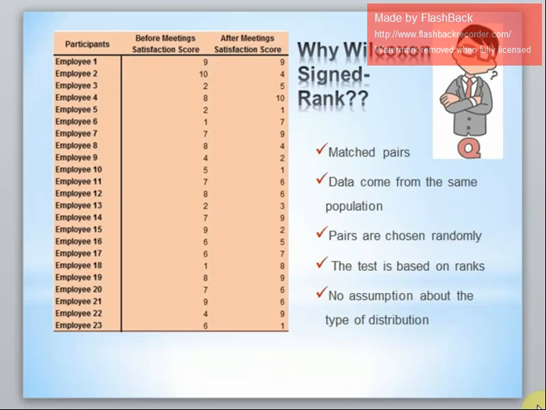So we choose to use the Wilcoxon sign rank test. Why? Because we have matched pairs. Data comes from the same population. Pairs are chosen randomly. The test is based on ranks and makes no assumption about the type of distribution. So we assume it is not normally distributed.